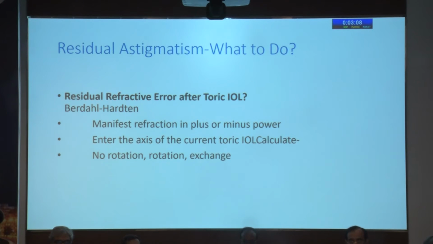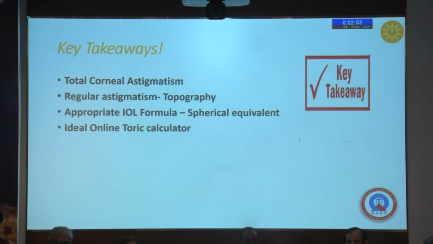So the residual estimate, what to do, is estimated after the toric IOL. Enter the manifest refraction, the plus or minus power and the axis, and the current toric IOL is calculated. So we conclude that the toric IOL calculation should be based on the total corneal astigmatism, regular astigmatism and topography, and an appropriate IOL formula and an ideal online calculator should be applied.